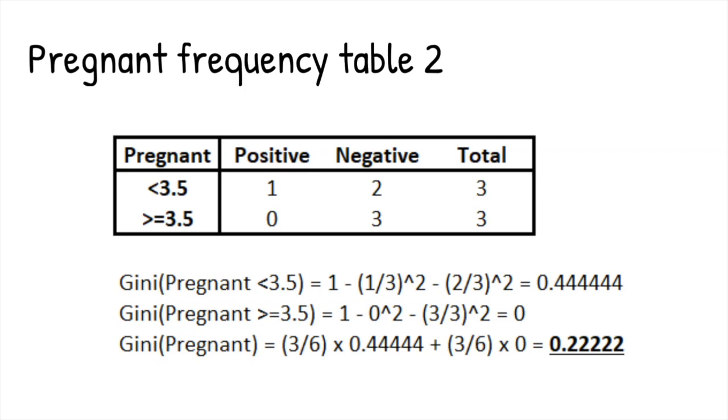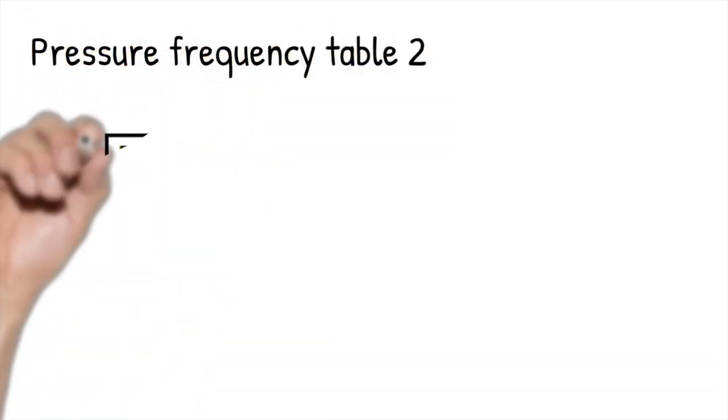Now let's take a look at our Gini indexes. The Gini index for pregnant less than 3.5 is equal to 0.44, and the Gini for pregnant greater or equal 3.5 is equal to 0. So the overall Gini for pregnant, using the weighted average, which means 3 divided by 6 times 0.44 plus 3 divided by 6 times 0, is equal to 0.22. So the new Gini index for pregnant is 0.22.